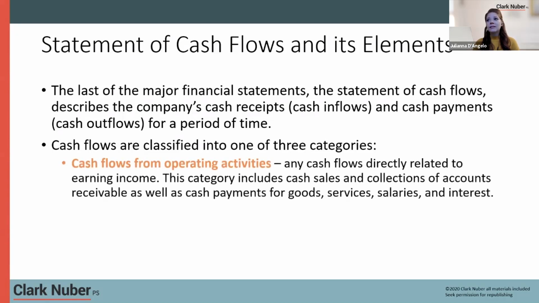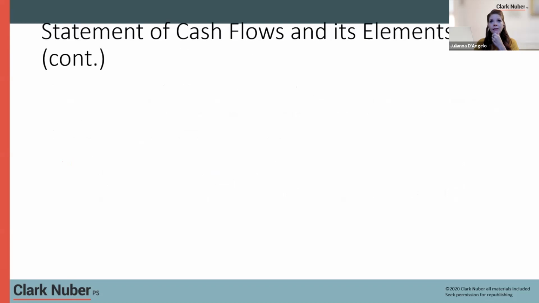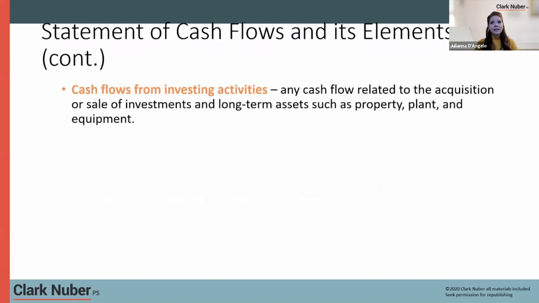The cash flows from operating activities is any cash flow directly related to earning income. This category includes cash sales, collections of accounts receivable, as well as cash payments for goods, services, salaries, and interest. Cash flow from investing activities is any cash flow related to the acquisition or sale of investments, long-term assets, such as property, plant, and equipment. So if you are buying some new machinery or investing in something so you can earn some cash, then that's going to be represented in the investing activities.